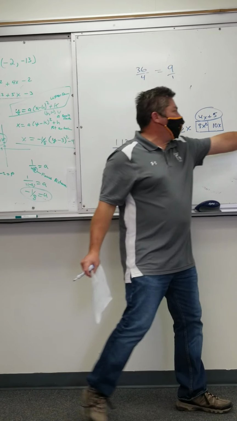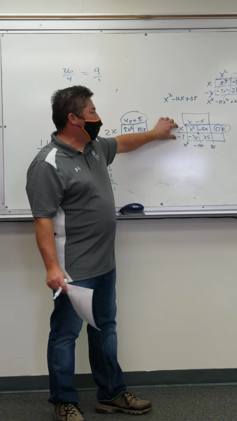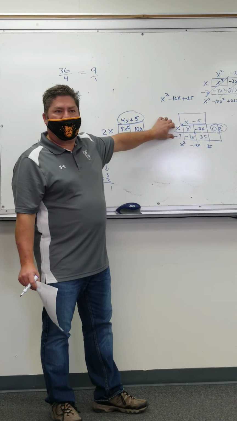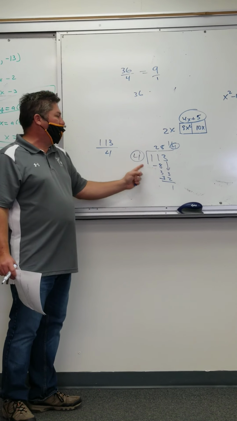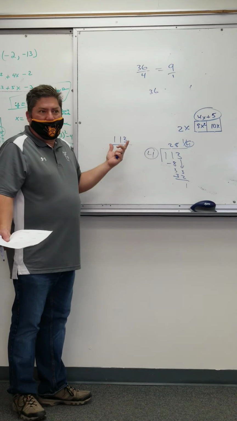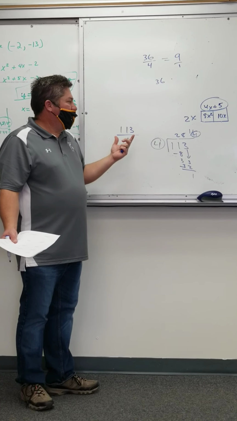If I end up with the remainder over here, I'm just going to put it over x minus 7. Now I didn't have a remainder there, but if I do, that's all it is. It's just a remainder over the divisor. That just clicked and it was kind of scary.